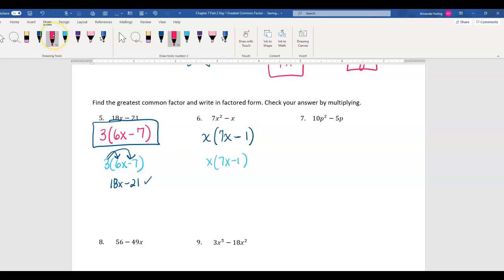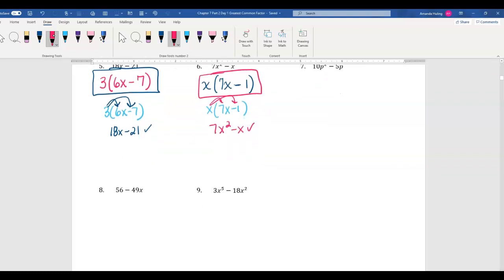And then I just need to re-multiply to check my answer. x times 7x is 7x squared. x times negative 1 is negative x. I did it. Great. Okay. I'm going to let you try number 7 on your own since it's very, very similar. And we're going to go to number 9.